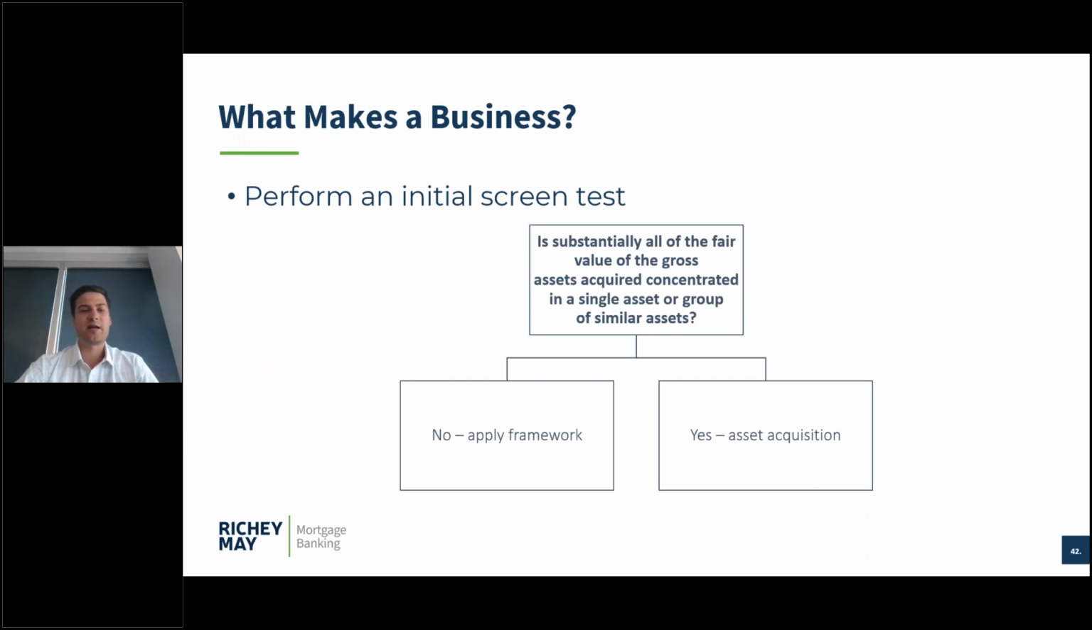To test whether or not the thing that's being acquired is a business, we'll follow the initial screen test. If substantially all of the fair value of the gross assets acquired can be concentrated in a single asset or a group of similar assets, that set is not a business and can be treated as an asset acquisition. While the guidance doesn't define what substantially means, it's typically interpreted to mean 90% or more.